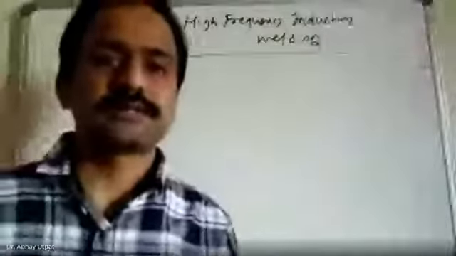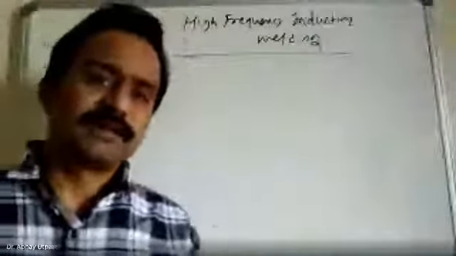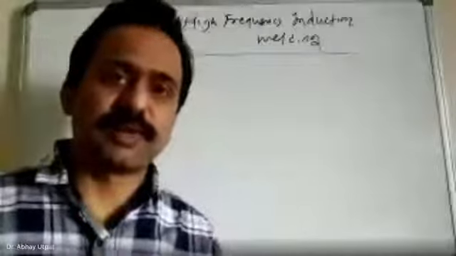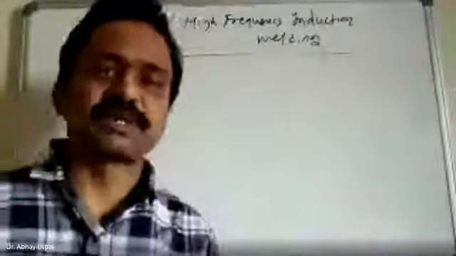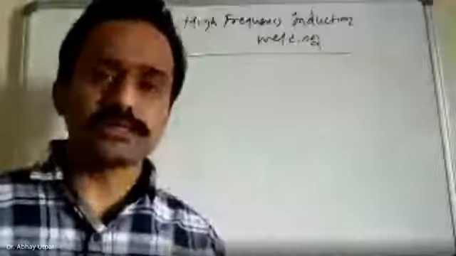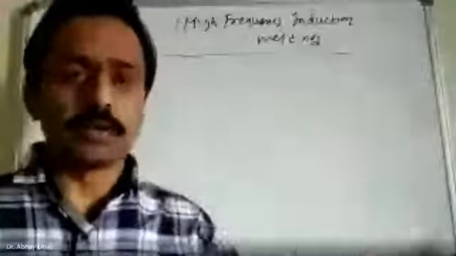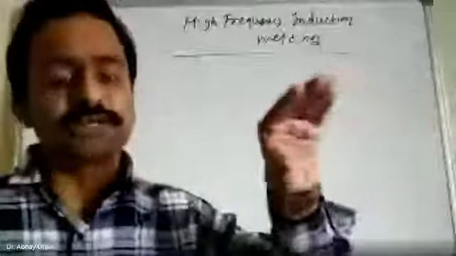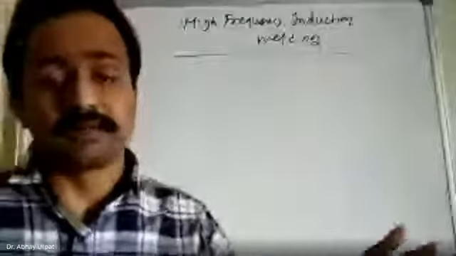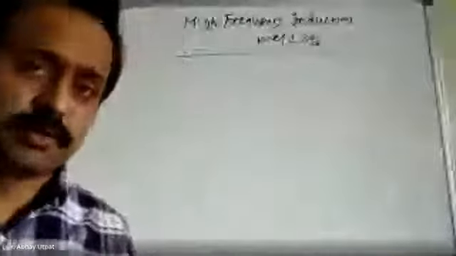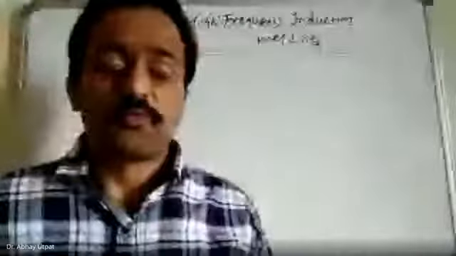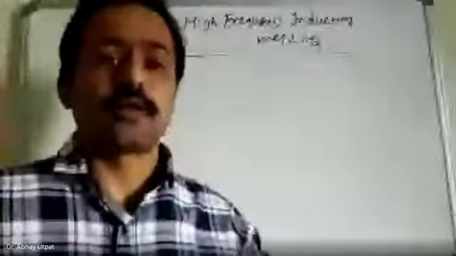Now everybody knows the principle of induction. So what is the principle of induction? When current is passed through the primary, a secondary current is generated in the secondary, which causes heating of whatever metallic object is acting as the secondary. So secondary current is generated in that metallic object, and that generation of secondary current causes it to heat.